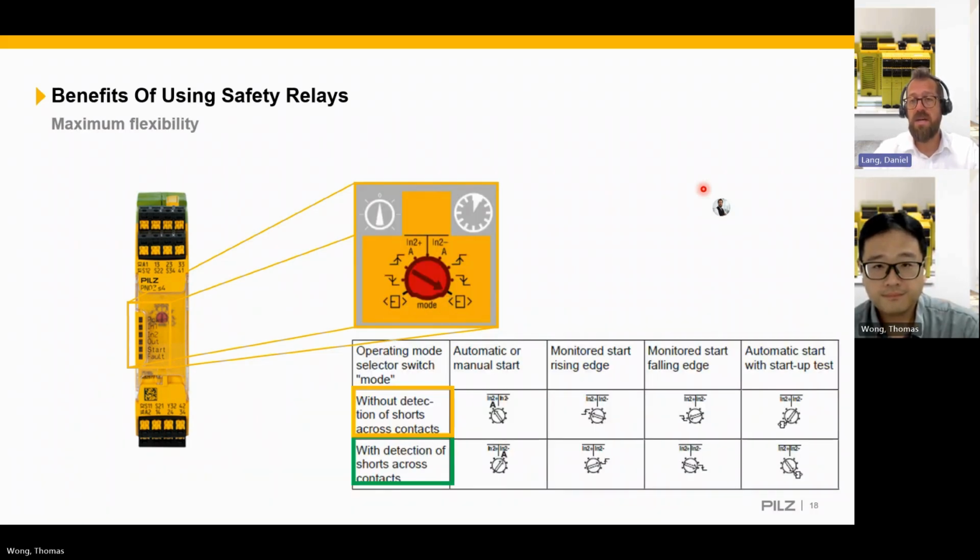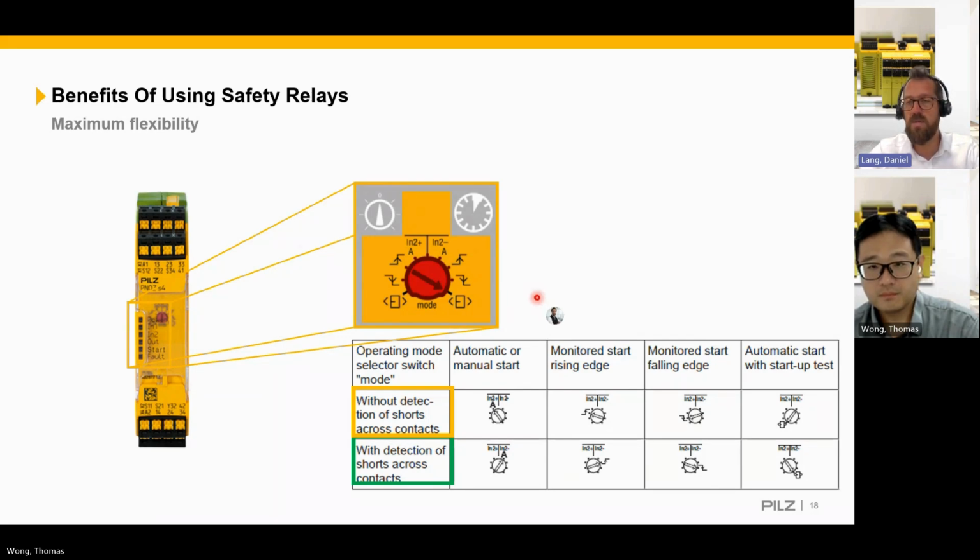So then you get maximum flexibility. Let's take again the PNOZ Sigma S4 as an example. We have here a small selector switch, a rotary switch. I just make it a little bit bigger so you can see. With this selector switch, you can select your operating modes for starting and for monitoring. So you get maximum flexibility built in, without the need for additional wiring. With this operating mode, you can make an automatic start or manual start, as I showed in the example.